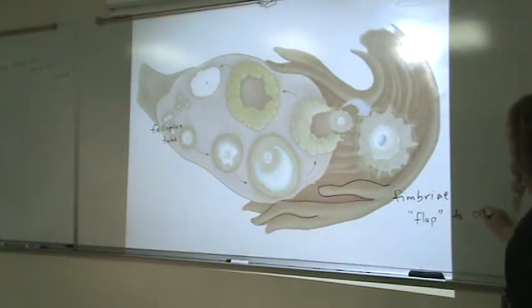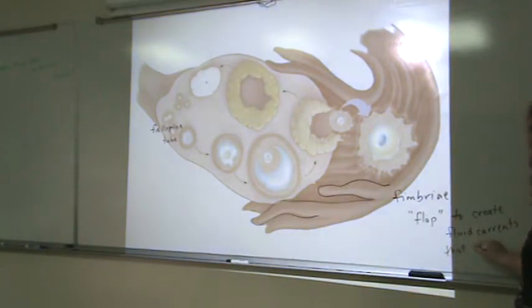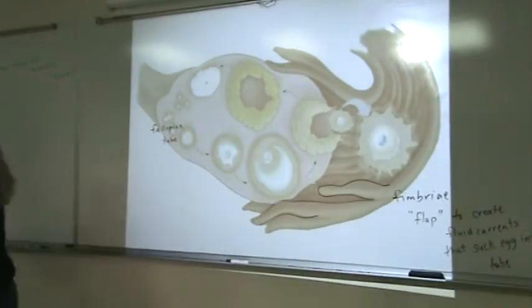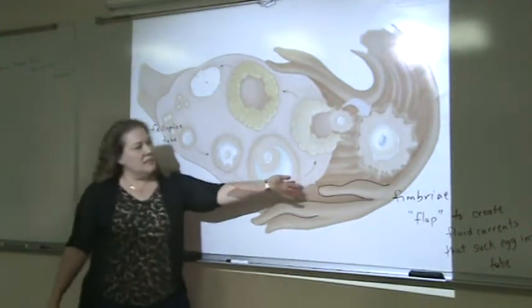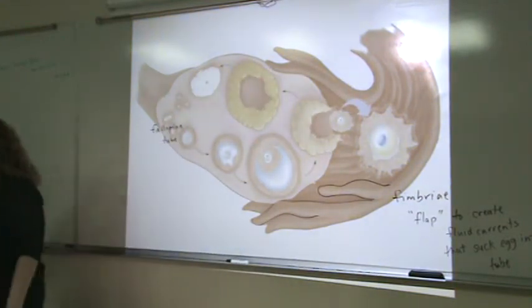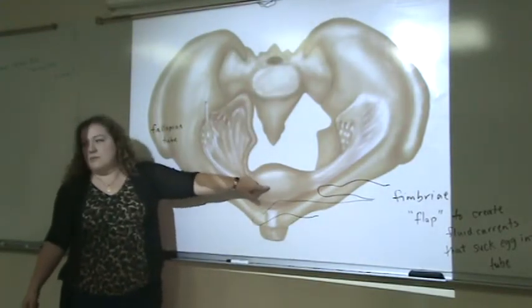They flap to create fluid currents that suck the egg in. They suck the egg into the tube. So the egg floats. It has a little space to go across. Those fimbriae have a flapping motion that suck the egg in. And then the egg basically gets flapped with fluid currents all the way through the fallopian tube and makes its way down to the uterus.